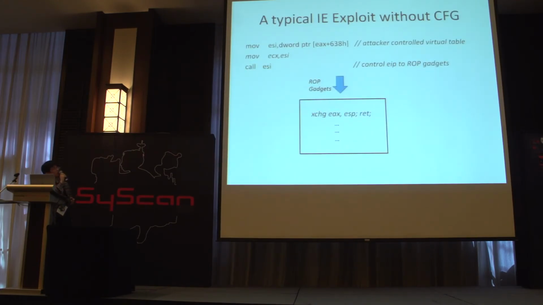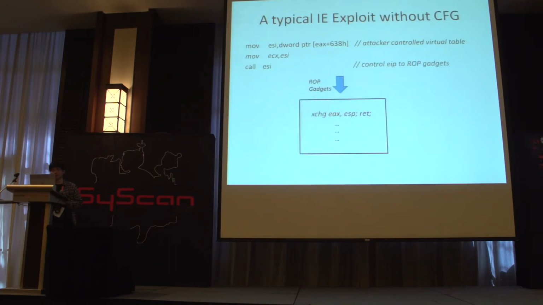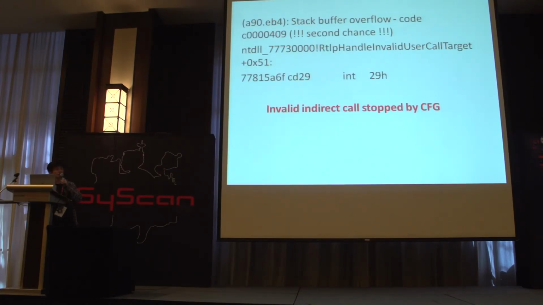When CFG is not enabled, an attacker can control the virtual table and jump to, for example, some ROP gadgets. But when CFG is enabled, it will check whether this target address is valid. And because some ROP gadget addresses are not valid indirect call targets, the exploit can be stopped by CFG at the wrong time. This is the exception raised by the CFG check.